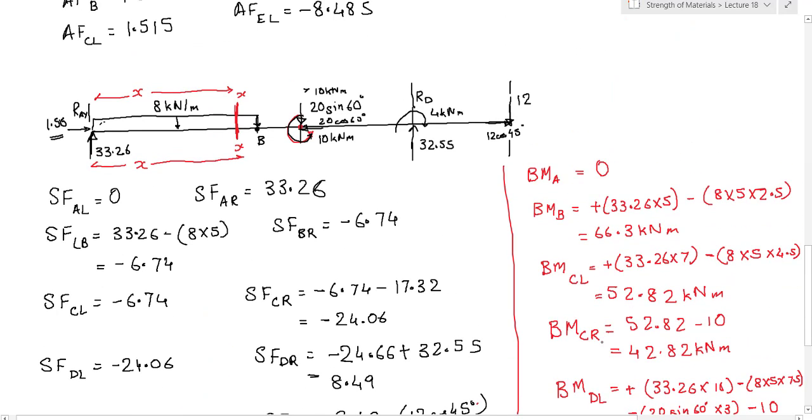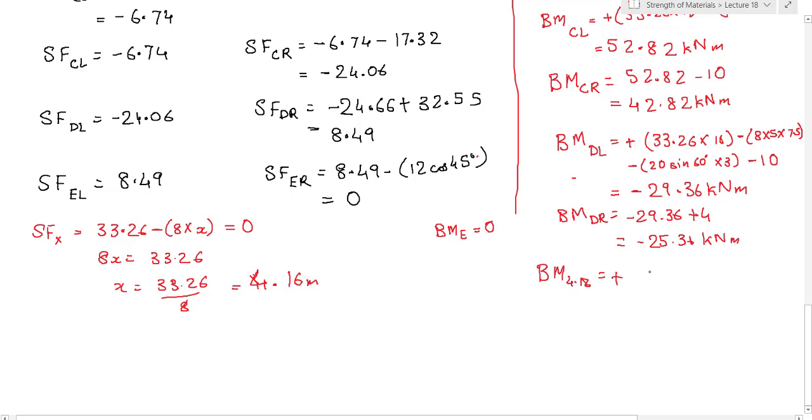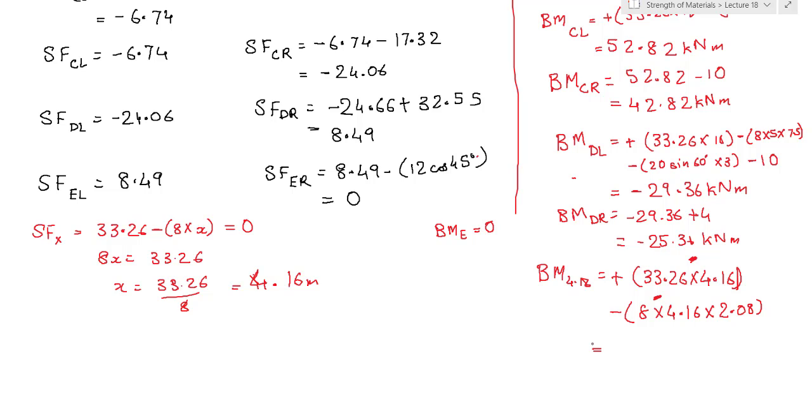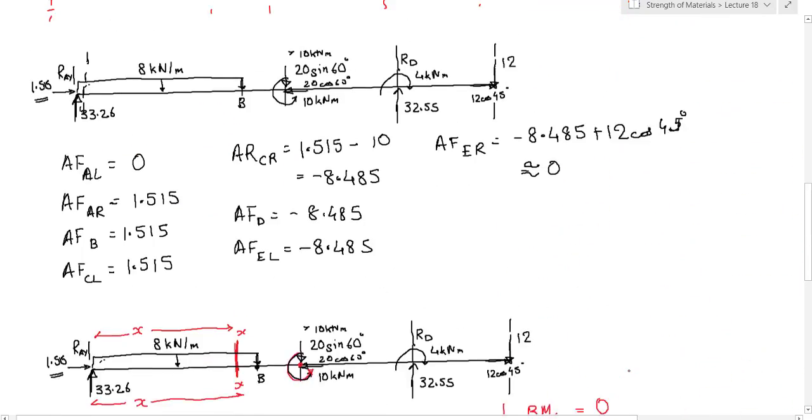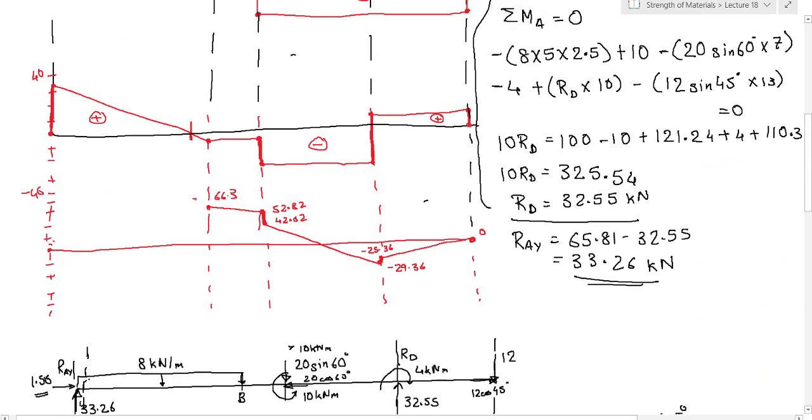What is the bending moment at 4.16? Again, only two loads. First of all, positive 33.26 into 4.16 and minus 8 into 4.16 into 4.16 divided by 2, it's 2.08. This is for the point load and this is for the uniformly distributed load, right? And that comes out to be 33.26 into 4.16 minus 8 into 4.16 into 2.08, which is coming out to be 69.14 kilonewton meters. So this is the maximum value of the bending moment, which is what? 69.14. So it will be somewhere over here, 69.14.